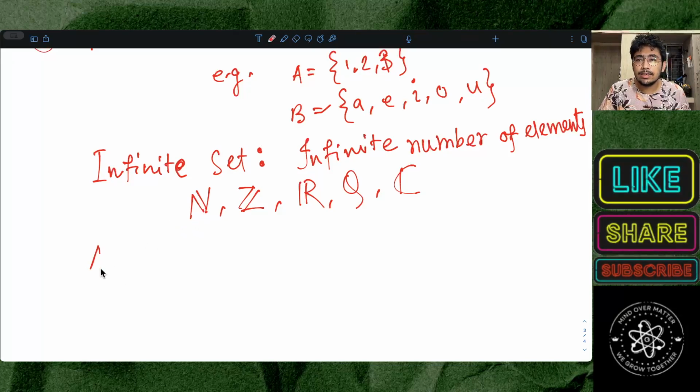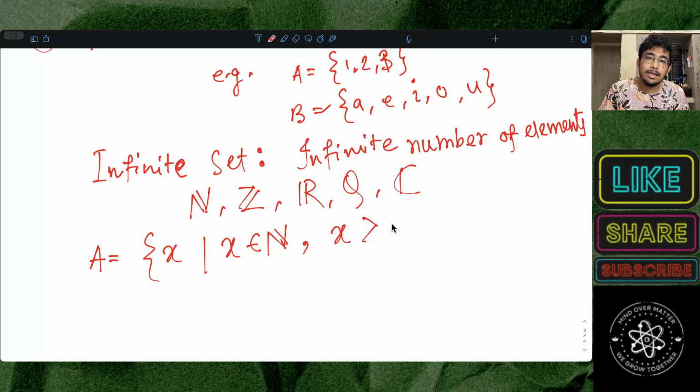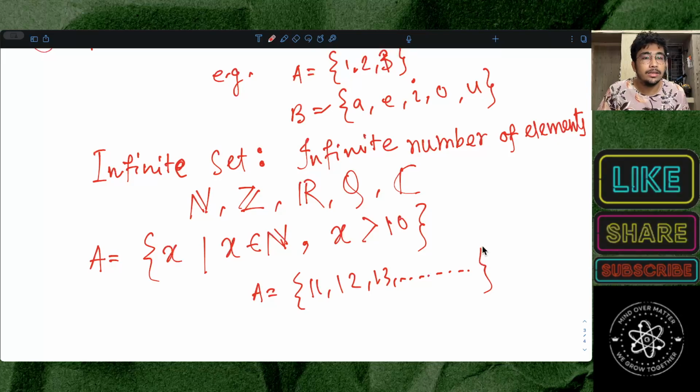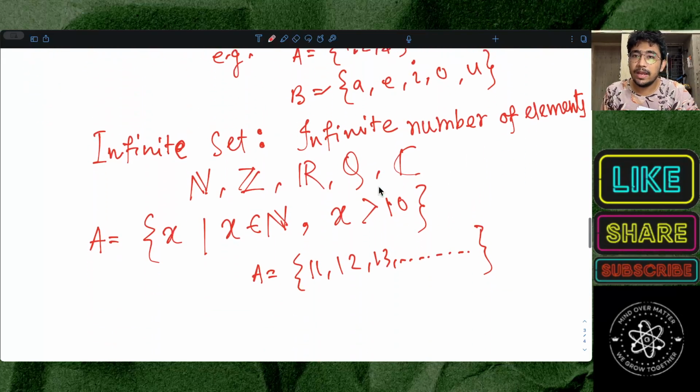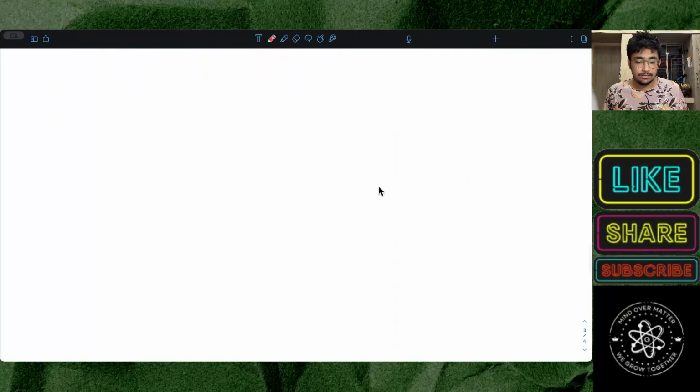Another example that I can give you: suppose A is {x such that x belongs to natural numbers and x is greater than 10}. This is the set builder form. In roster form this looks like 11, 12, 13, and it goes on and on to infinity. Okay, so this is the concept of finite set and infinite set. Let me continue to the second one.